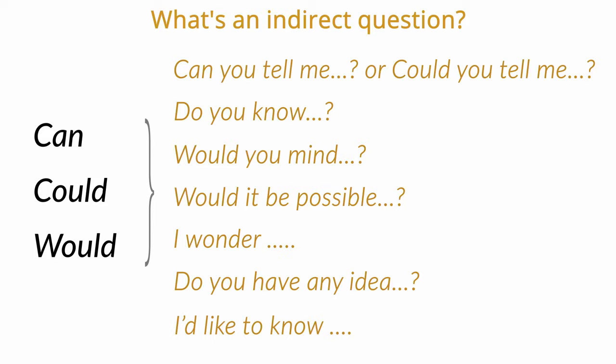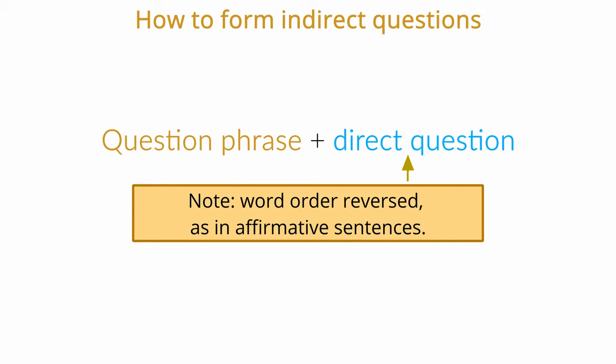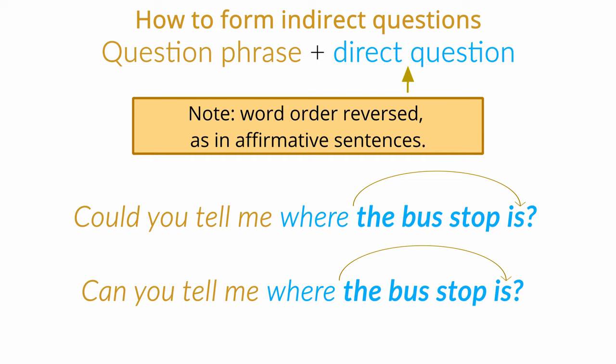How to form indirect questions. To ask an indirect question, we start with one of the above phrases, then add a direct question, but with the word order reversed, as in affirmative sentences. Thus, a direct question can be converted into an indirect one by using the modal verbs could and/or can. For instance, could you tell me where the bus stop is? Can you tell me where the bus stop is?